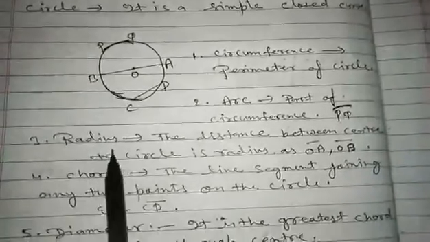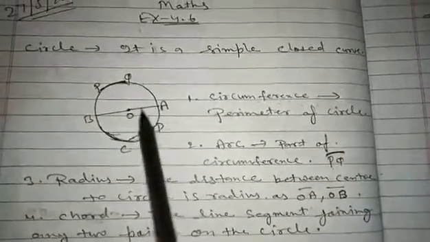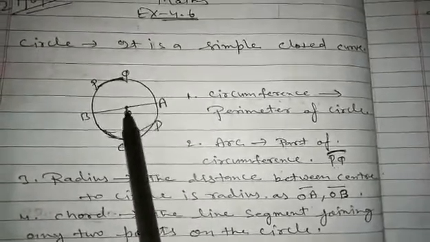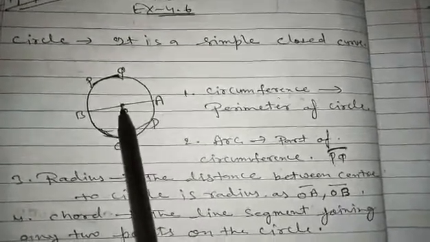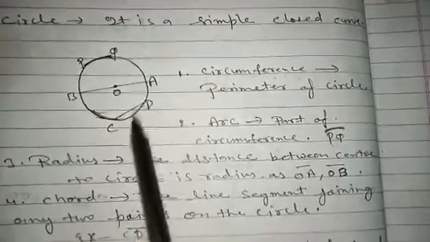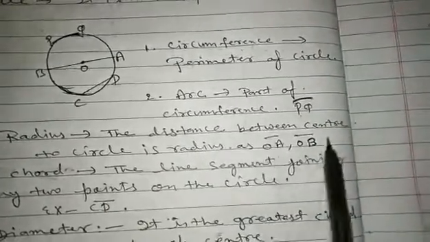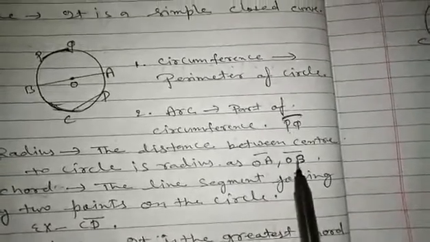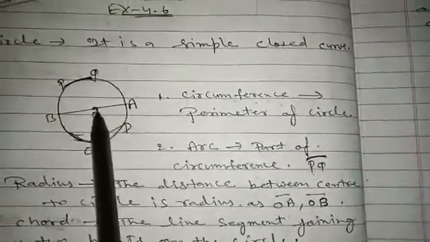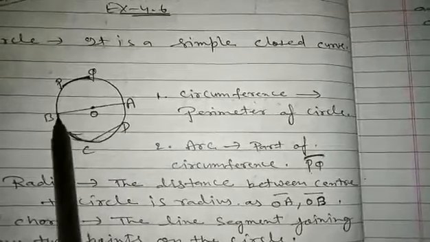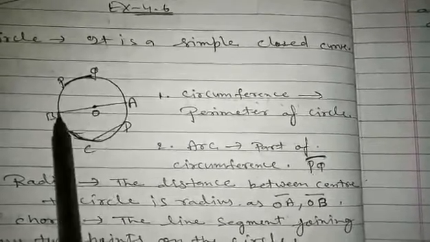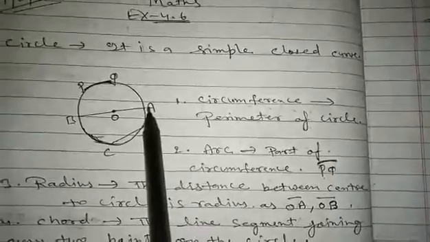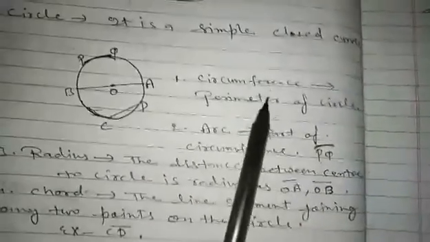Next, radius. You can see in this figure, OA is the radius. Then how do we define it? The line segment joining the center to the circumference. The distance from the center to the circle is the radius. OA and OB are the radii. The distance from the center to the circumference is the radius.